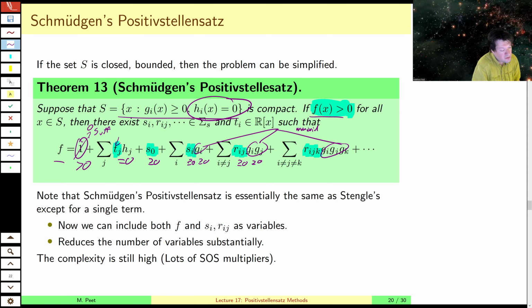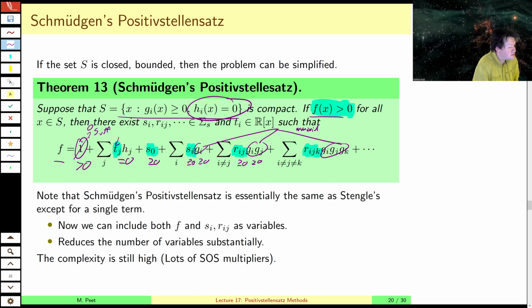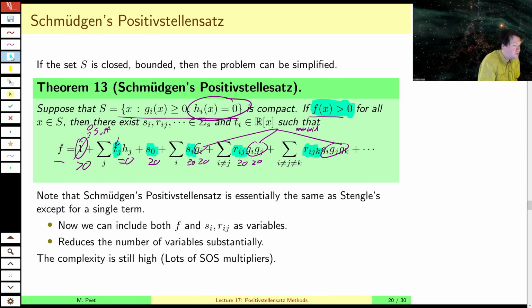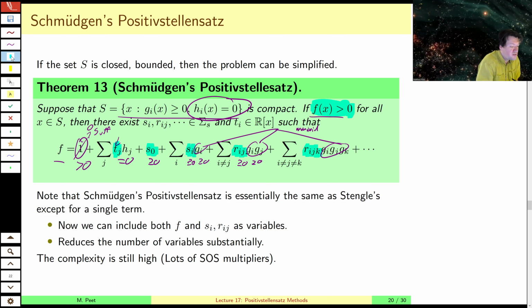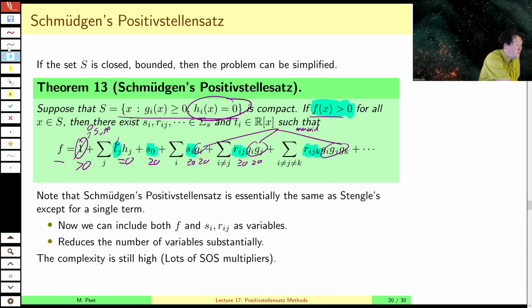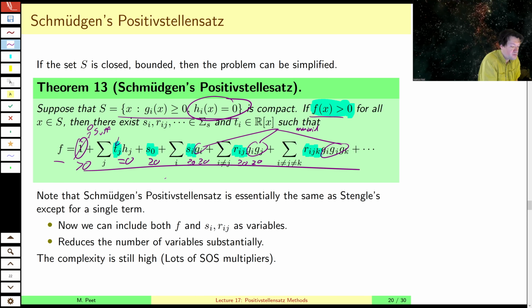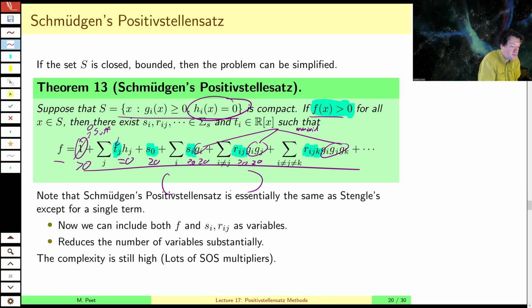Now, the advantage, of course, of this representation of Schmudgen's Positivstellensatz is that it resolves the bilinearity. Basically, we've dropped off the ratio, right? We've dropped off this ratio. So this is sort of the Positivstellensatz version of the SOS, right? So we've dropped off the ratio of sums of squares.